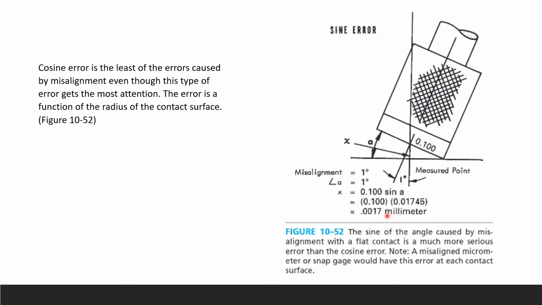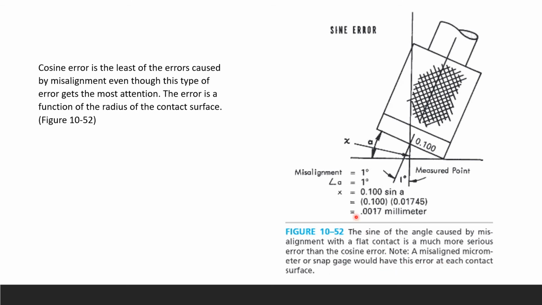If you do not remember sine and cosine, you have to review your mathematics, please. If you haven't taken calculus 1 and 2, you should do that. If you want to understand what cosine and sine are, I'm going to provide a supplement page later on for you to review. The sine of the angle caused by misalignment with a flat contact is a much more serious error than cosine error, because a misaligned micrometer or snap gauge will have this error at each contact surface.